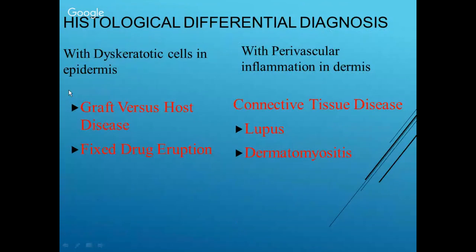So like I said, in the vacuolar interface dermatitis, the first thing to ask yourself is, do I see dyskeratotic cells in the epidermis? If you see that, erythema multiforme, graft-versus-host disease, fixed drug eruption, that's it. You don't have to think anything more actually. If we don't see the dyskeratotic cells, do I see perivascular inflammation in the dermis? If you see that, then you're dealing with connective tissue disease. So once you've decided I'm dealing with a vacuolar interface dermatitis, that is the only list of differential diagnoses that you have to think of actually. So if you follow a pattern, your list is going to become very, very small actually.